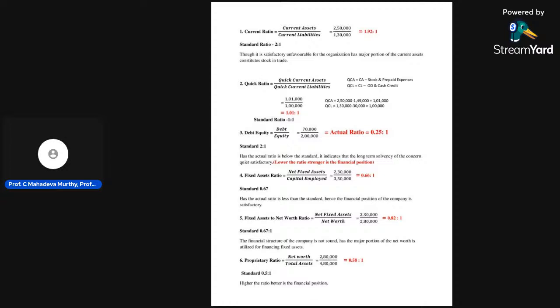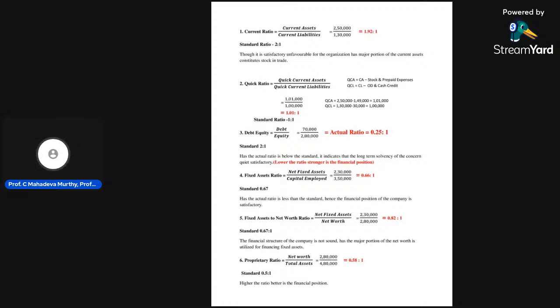If you go for rounding off, that is 2. 2 is to 1. Some ratios are specified by the ICWA board and the Chartered Accountant board. Some ratio standards are there. Majority of the ratios have their own standards. The organization has to maintain those standards. That is most important here. If you follow the standard, then only we can make a profit.